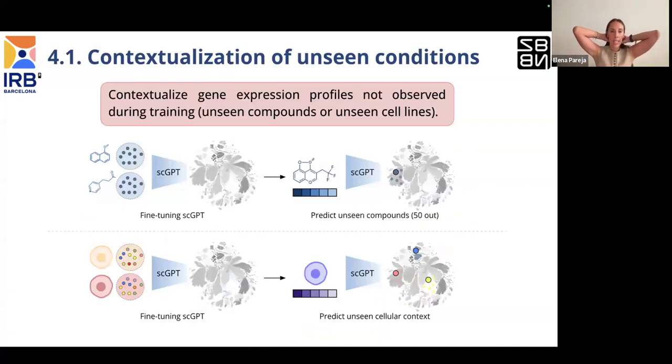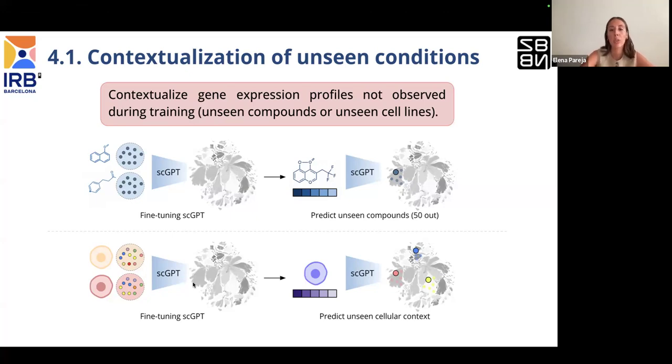And for this, we designed a benchmark exercise. This benchmark exercise was based on Links. For the first one, we took the data of Links and we held out 50 compounds. So all the samples of 50 compounds, we fine-tuned the model again, and then we projected these 50 compounds that we had left out. And then we did the same, but with a specific cell line.